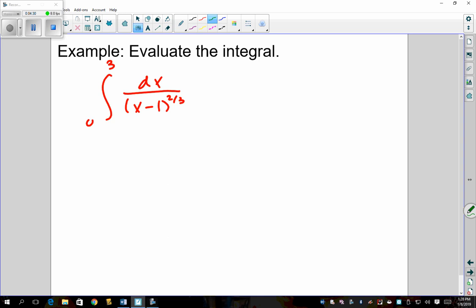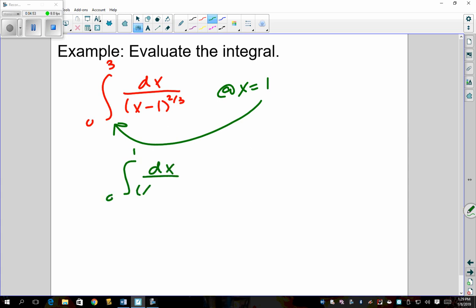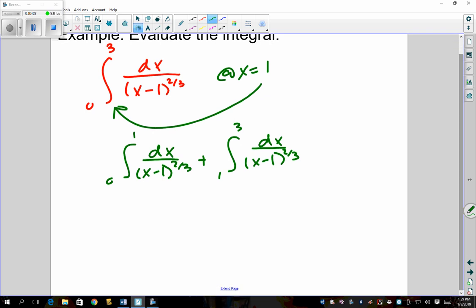Our first example, well, technically our second example, is 1 over (x minus 1) to the 2/3. We notice that that has a discontinuity at x equals 1, and it just so turns out that that discontinuity is in our interval. So the first thing we need to do is split this integral up. So split it up from 0 to 1, and then from 1 to 3, and then we can integrate each one separately before we add in the limits.